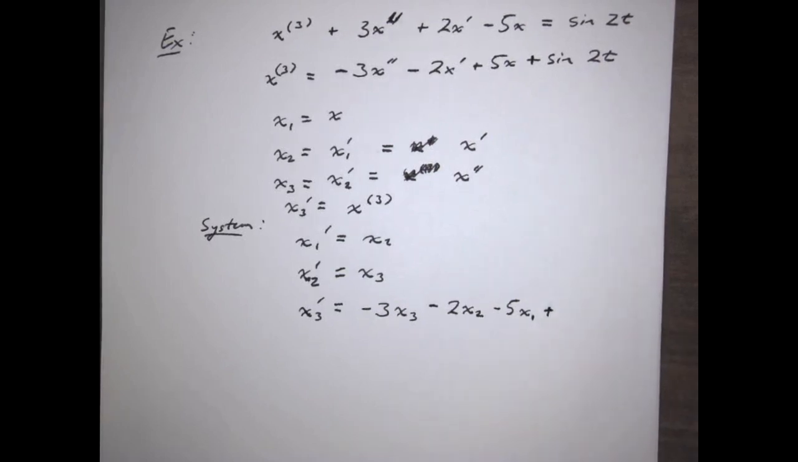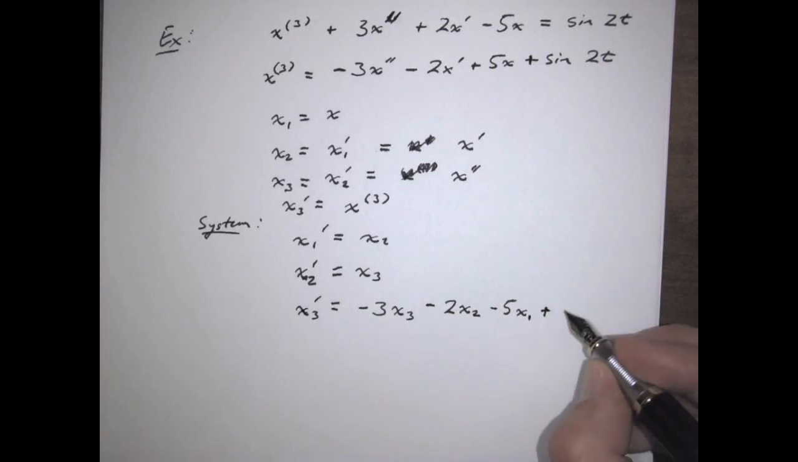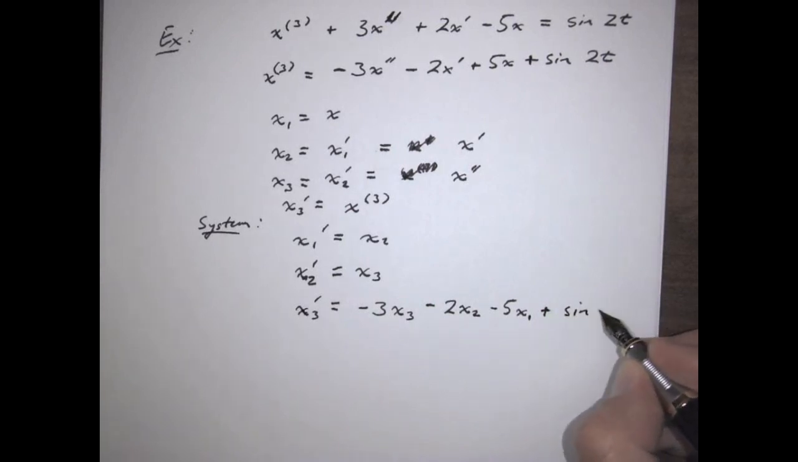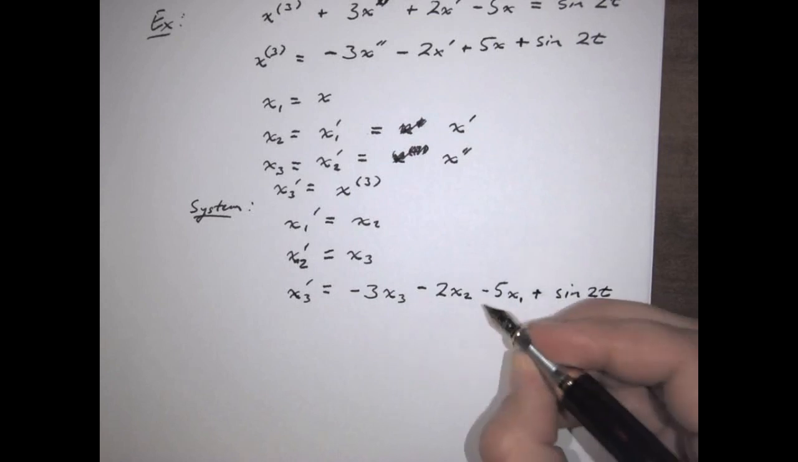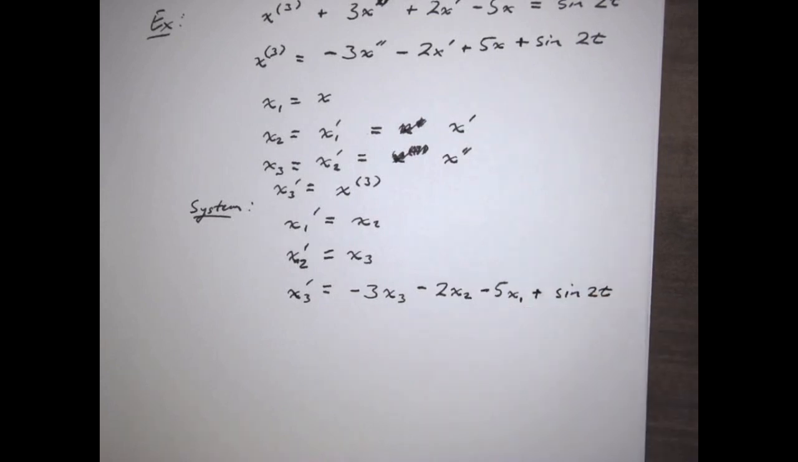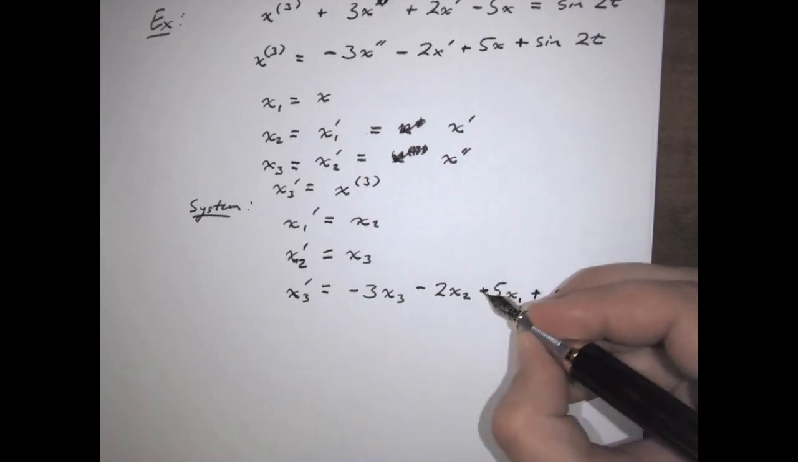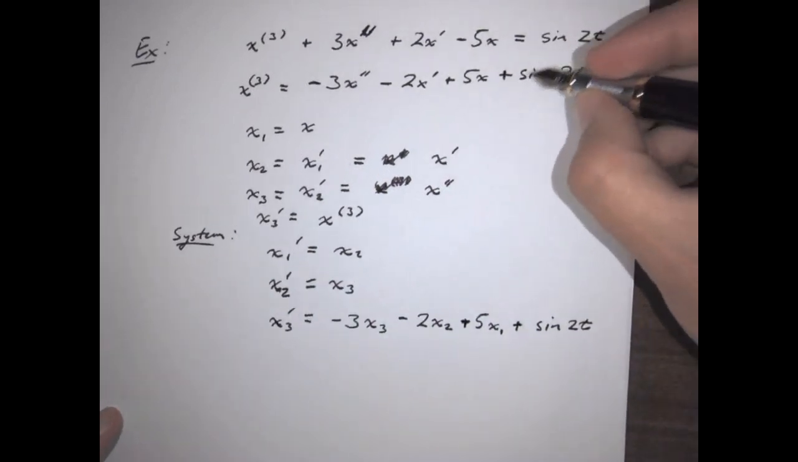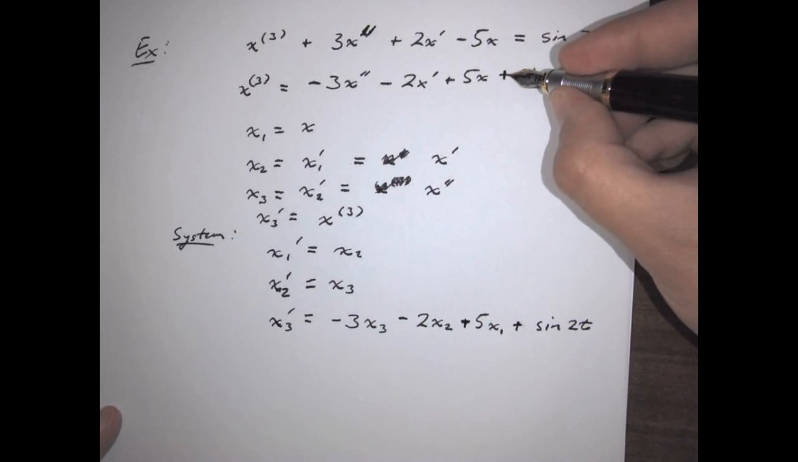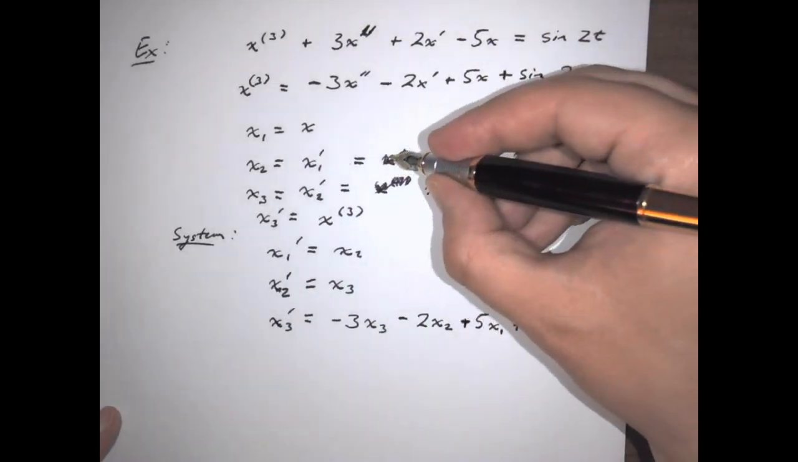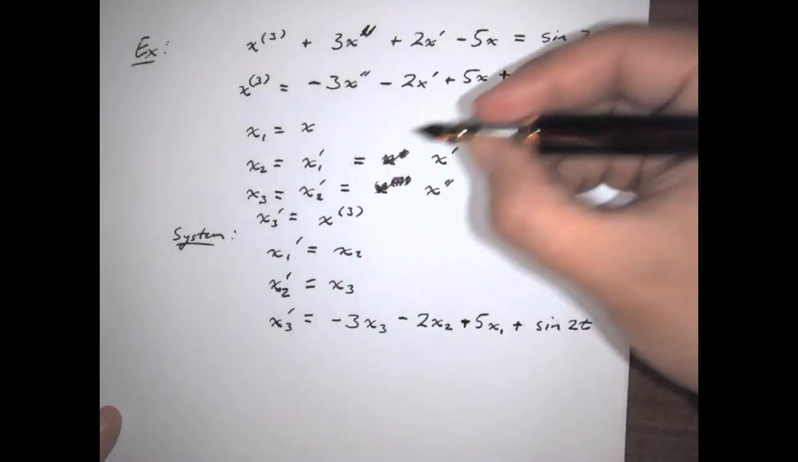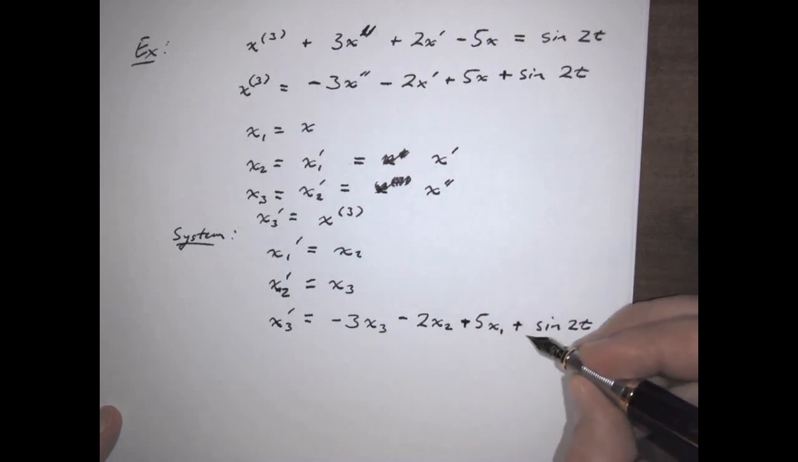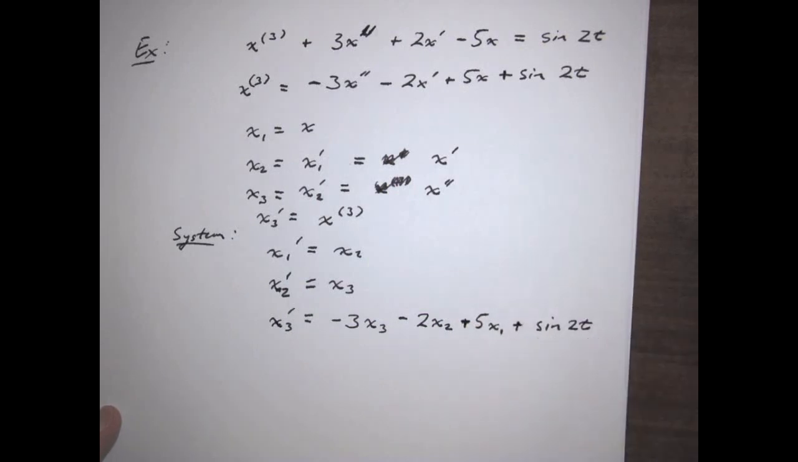What a video. Alright, anyway, back to work. Plus sine 2t. Okay. All my negatives, this is plus. For those of you following along, watch out. Typos galore. So this was plus. These should just be x prime and x double prime, plus and plus. Okay.